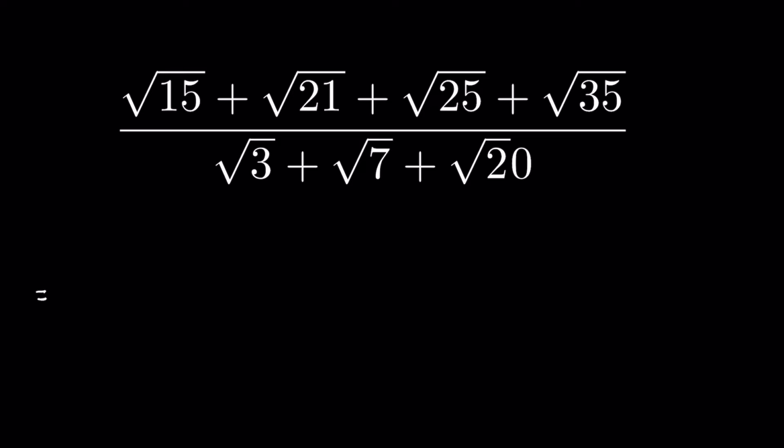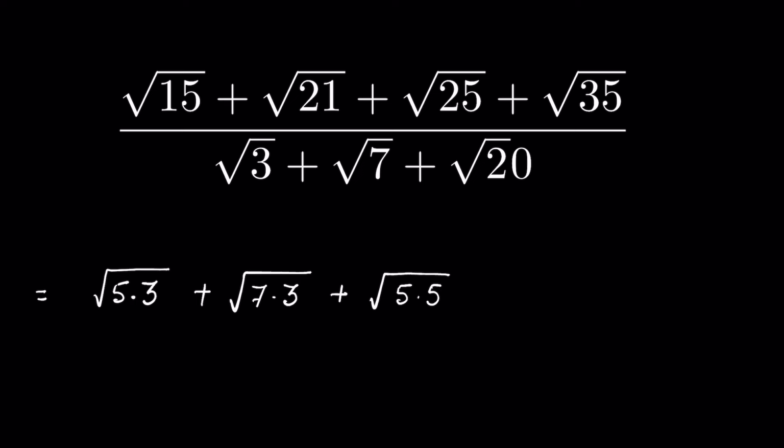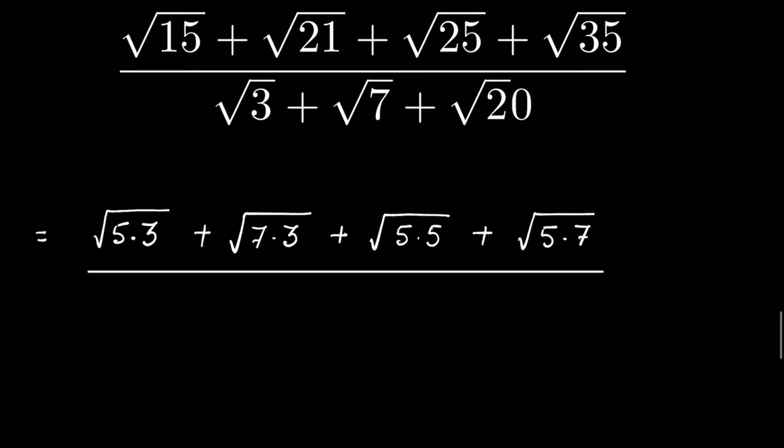So square root of 15, this we can write as square root of 5 times 3, plus square root of 21 as square root of 7 times 3, plus square root of 25 as square root of 5 times 5, plus square root of 35 as square root of 5 times 7, upon square root of 3 plus square root of 7, and square root of 20 is square root of 5 times 4.